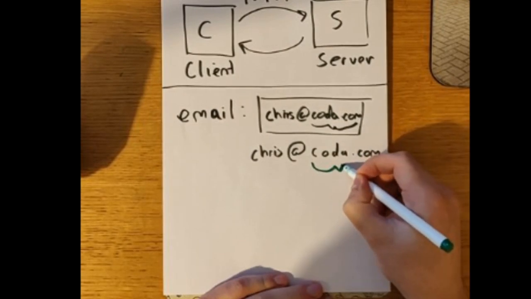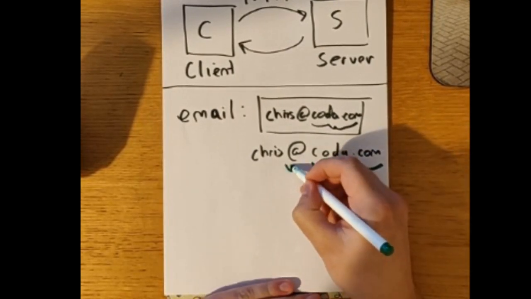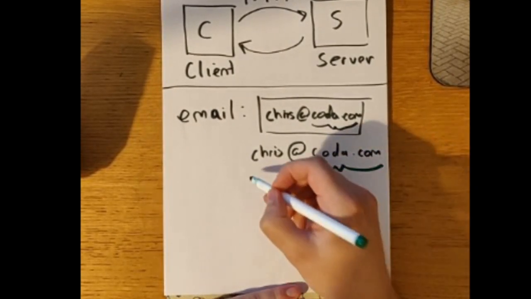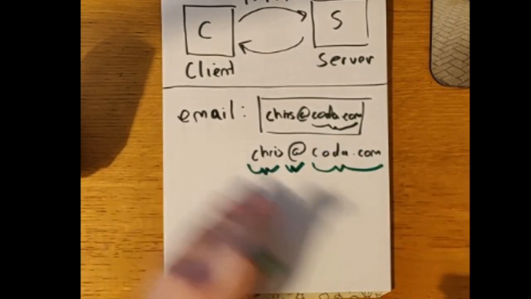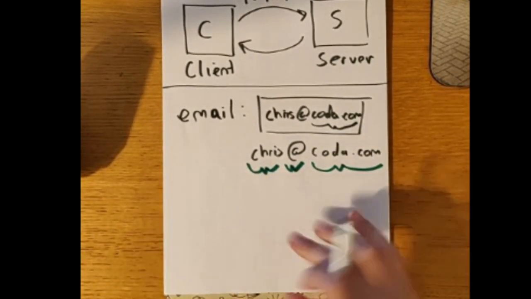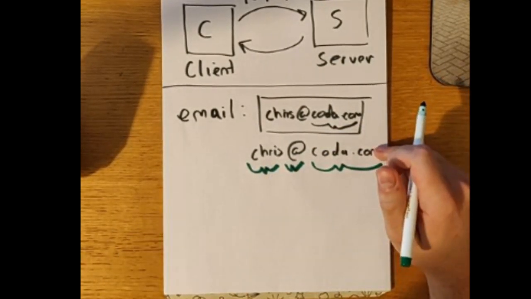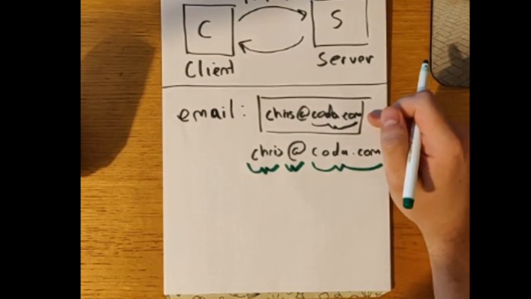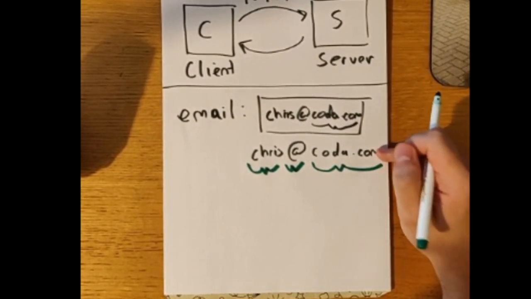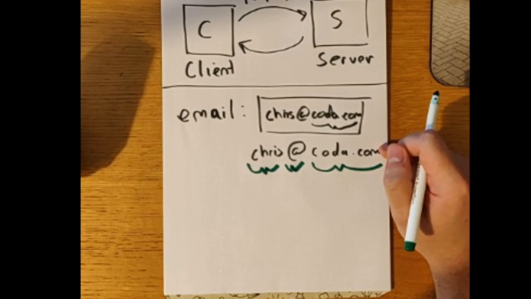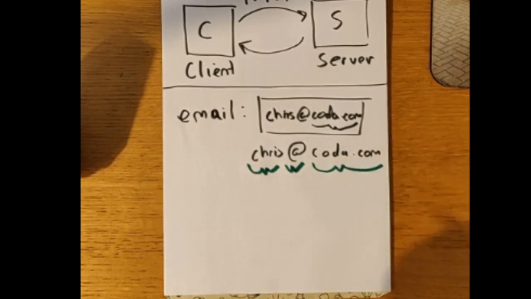Now, number one, is it a valid domain? Number two, do we have an at symbol? And number three, is there a bit of text before it? Now, this email address doesn't have to exist. This check is purely verifying whether or not this is a valid email address. And I'm hoping everyone can at least appreciate that.